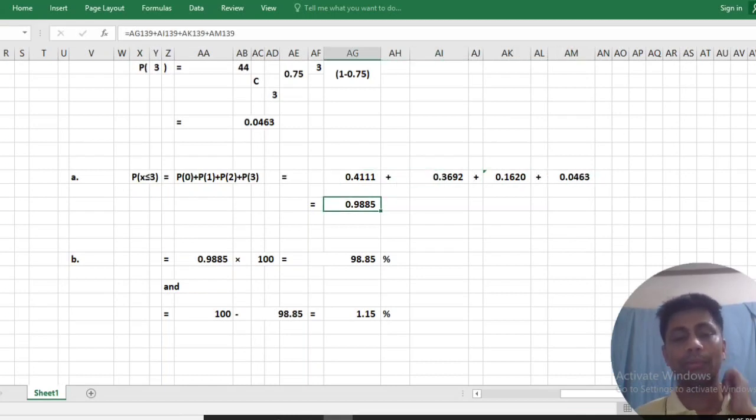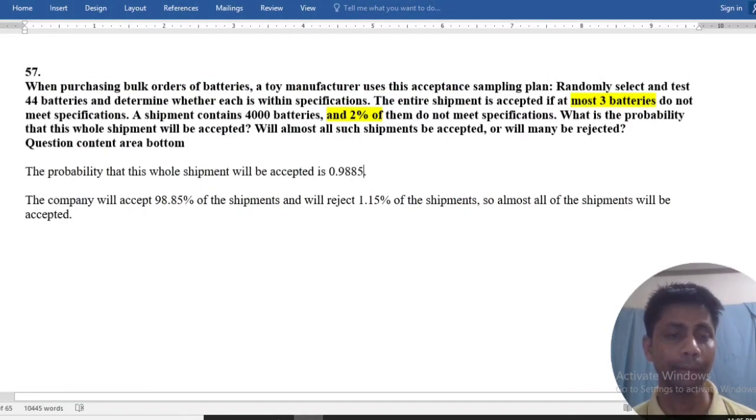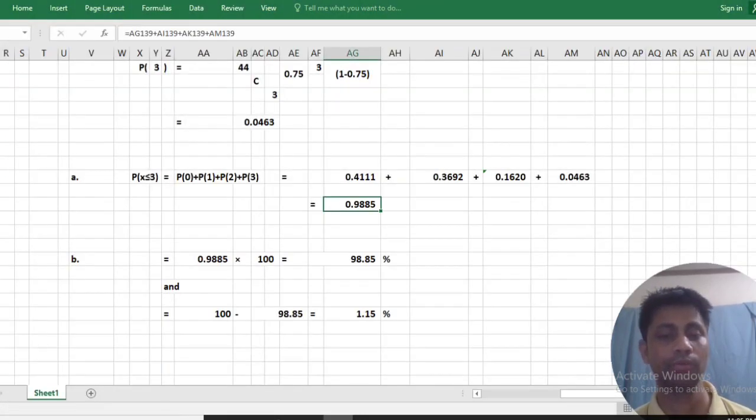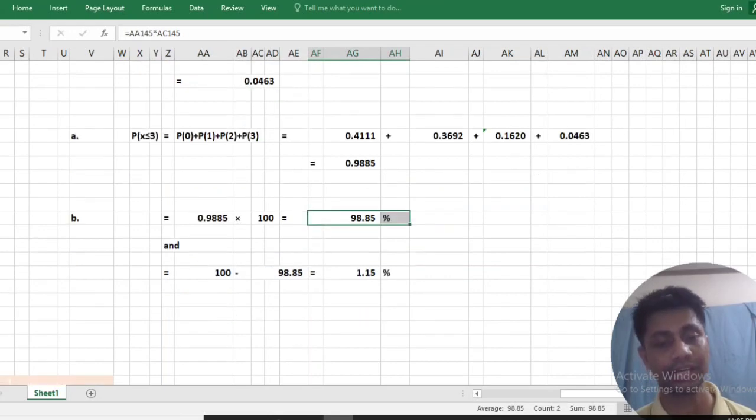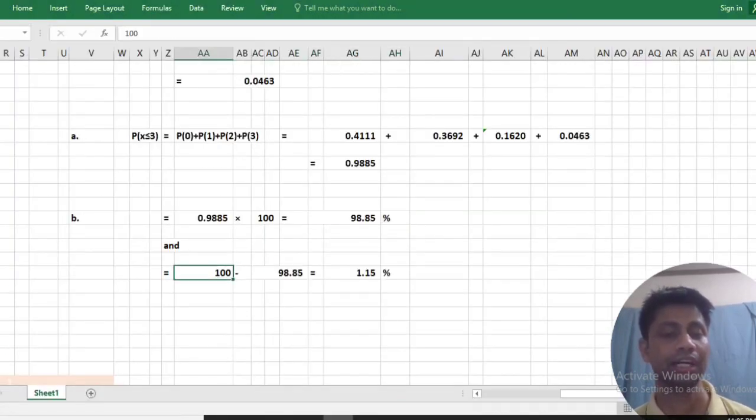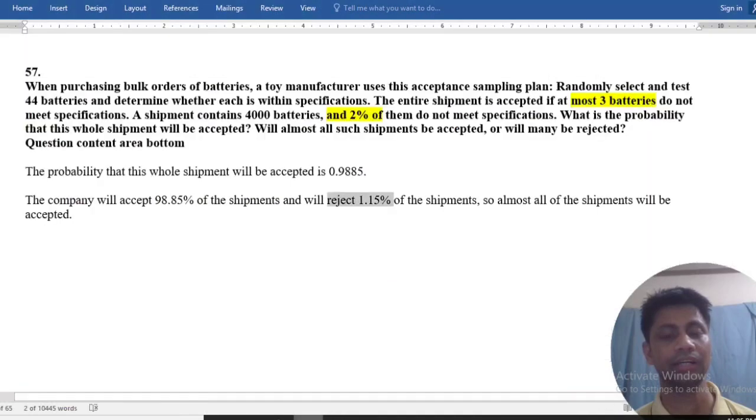So, the final answer is 0.9885. The shipment will be accepted with probability 98.85%. If we multiply the probability by 100, we get the percentage. And how can we find the rejected rate? If we deduct 98.85 from 100, we get the failure rate, or the rejected rate.